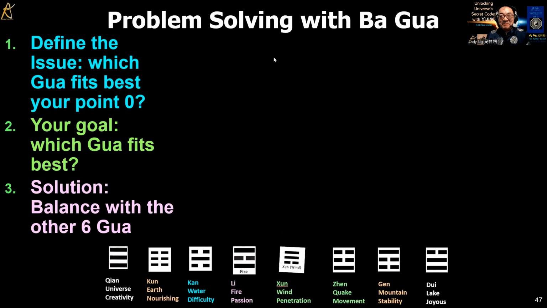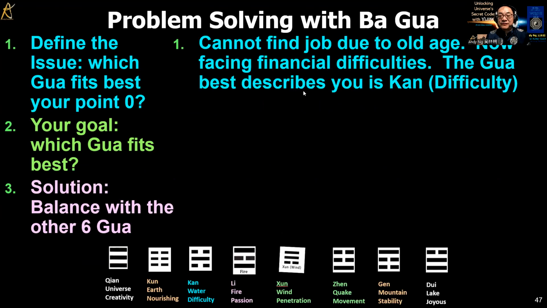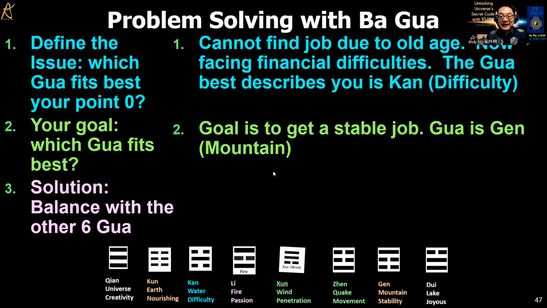So let me do an example. Somebody told me the example, the first issue is that they cannot find a job due to old age. So now facing financial difficulties. So the best gua that describes your current situation is actually kan. It's difficulty, right? And what's your goal? Oh, my goal is to get a stable job. It's very simple. Stable job is gen, the mountain, right? So now you have the water and you have the mountain. For your water to become a mountain, you can't just overnight become a mountain, right? You need to have the other 6 gua, the other 6 trigrams, because Yijing is about balance and harmony. And if you are not balanced among these 8 things, you will not be able to achieve what you want.